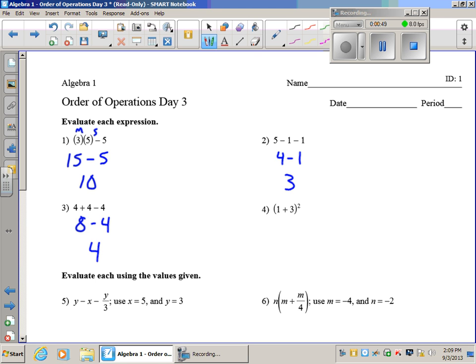Number 4, you have parentheses and exponents, so you got to do what's inside the parentheses first. 1 plus the 3 is going to give you 4. So 4 squared is really 4 times 4, which is 16.